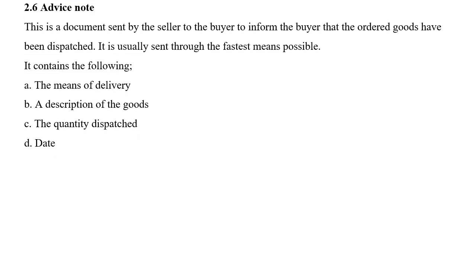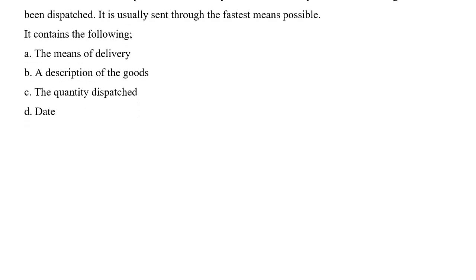It is a document sent by the seller to the buyer to inform the buyer that the ordered goods have been dispatched. Once the goods are dispatched, the seller has to write to the buyer to inform him that the goods have been dispatched, and this has to be written using the fastest means possible, so that he can even receive the advice note before receiving the goods. Some of the contents of the advice note are the means of delivery, a description of the goods, the quantity dispatched, and also the date.